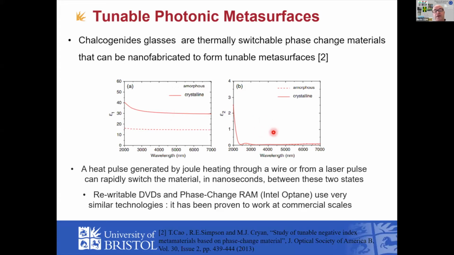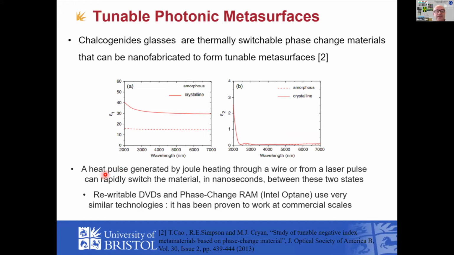Whilst the imaginary part, which tells you how much loss you've got in these structures, stays very low. So you're not going to get much absorption, but you can radically change the phase response of these materials, or if you like, the electrical length of them, which is another way of thinking about what's going on here. And to change these phases, you need to put heat energy into the system.